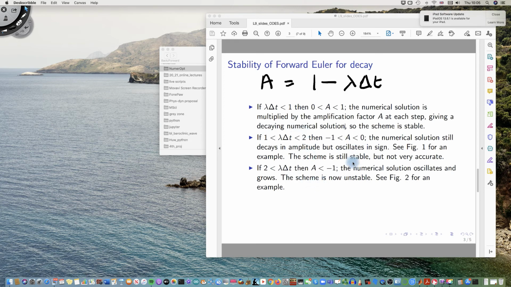And then the second line is the in-between case where A is between 0 and -1. This means that lambda delta t is less than 2 and greater than 1. It means that A is negative, but its modulus is less than 1. So it will oscillate in sign, but it will still decay with time. So, strictly speaking, by my shadowing criteria, it's stable, but it's not very accurate, and it's not a very useful solution. Instead, it's oscillating. So those categories may seem a little bit abstract. Let's just look at some pictures.